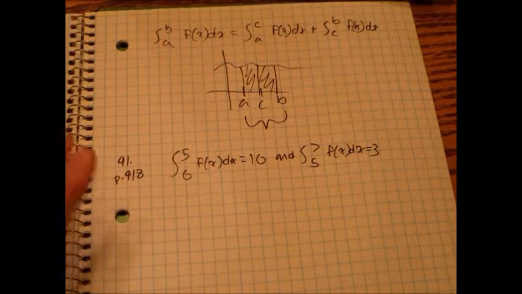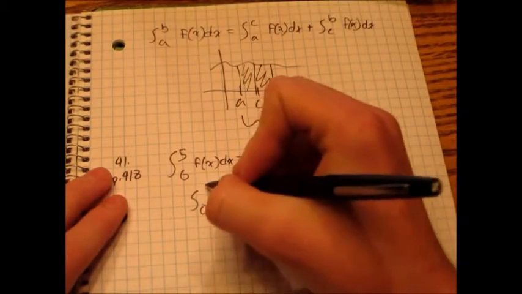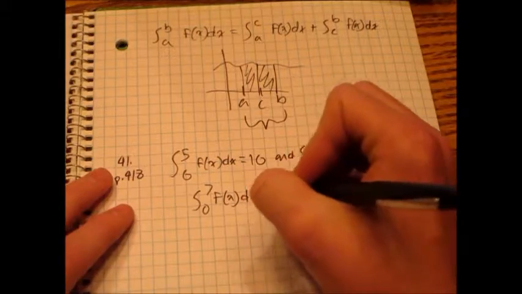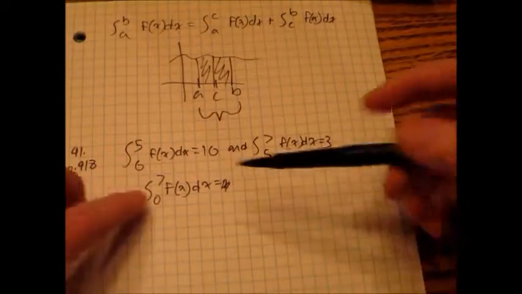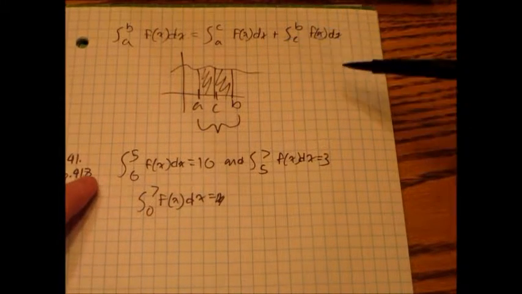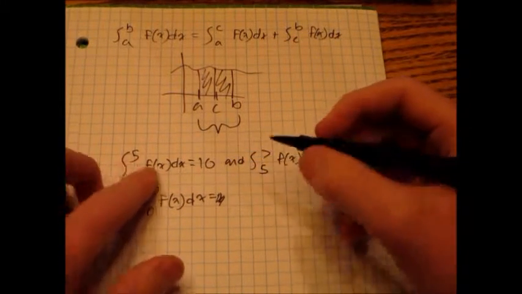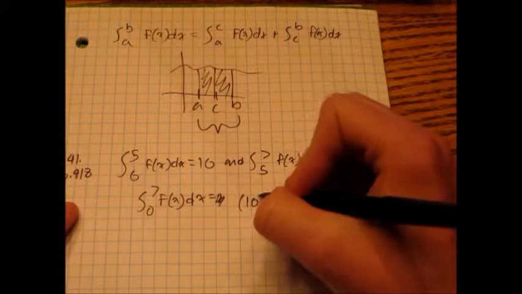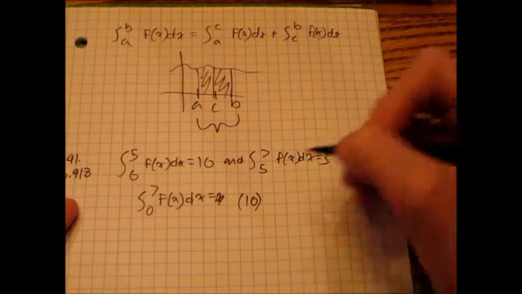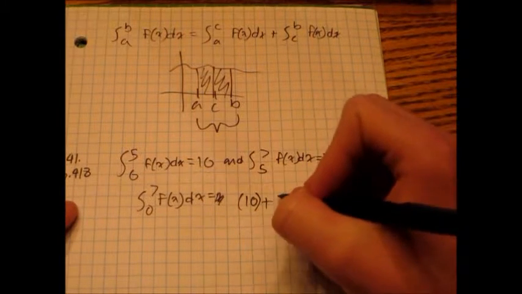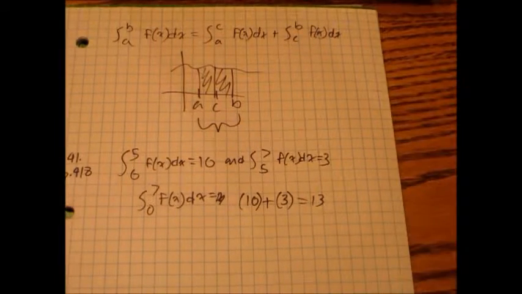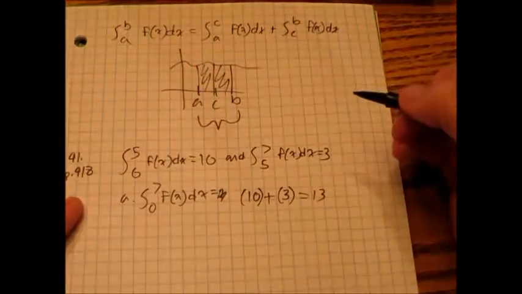So the easiest one to do would be from 0 to 7, f of x dx is equal to, this is the easiest one to do because it follows along perfectly with a to c, c to b. So here we have 0 to 5 is 10, adding it to 5 to 7. And so the answer is just 13. Super easy. That's part A.